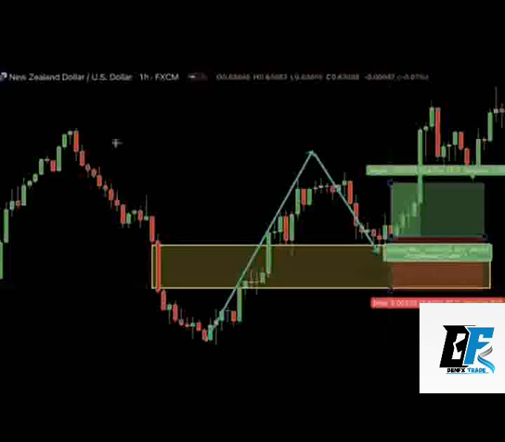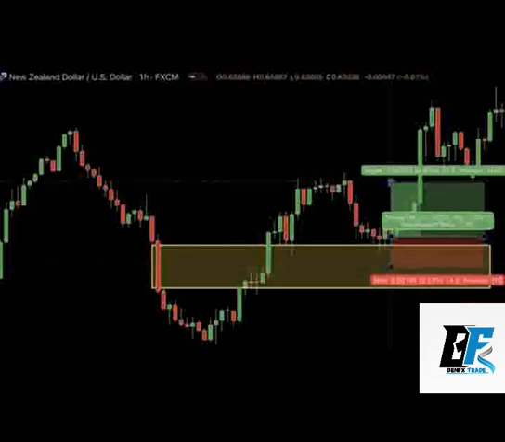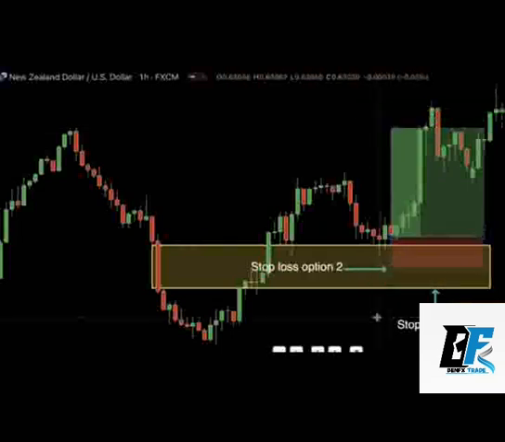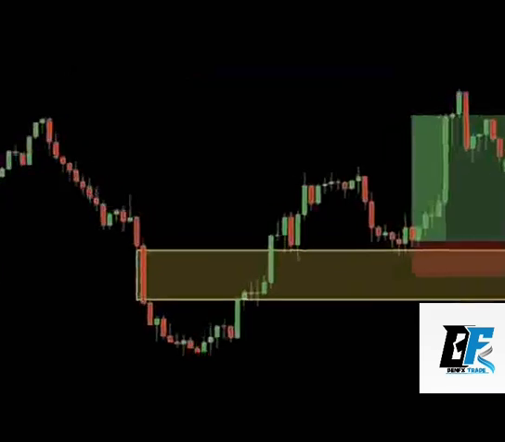A long position was entered as soon as the rejection candle closed above the gap, confirming the reversal. The stop loss was placed just below the fair value gap zone, ensuring risk management, while the take profit target was set at the next key resistance level. As the price rallied, the trade ended with a profitable outcome.